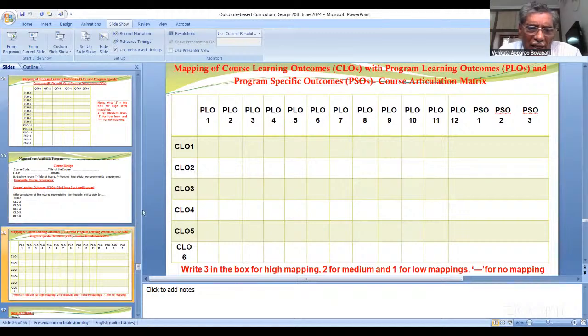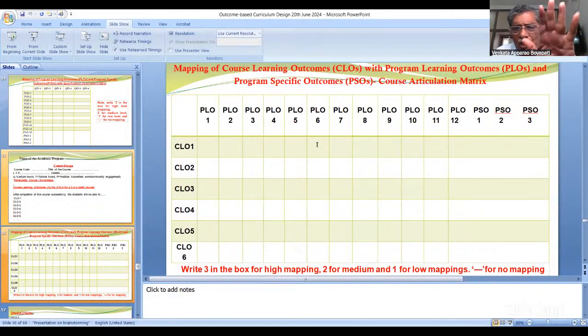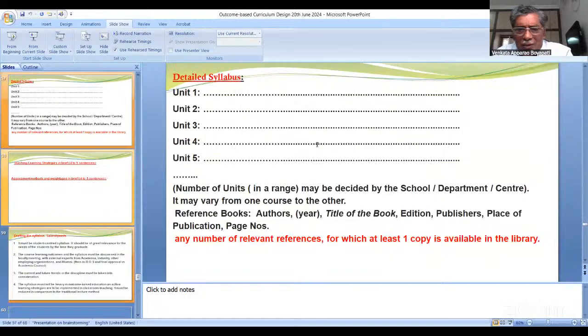Then mapping again, COs instead of CLOs, you read it as COs, COs and POs and PSOs. This mapping table is very, very important. Here also 3 for high mapping, 2 for medium mapping, 1 for low mapping, dash for no mapping. Then detailed syllabus unit wise.